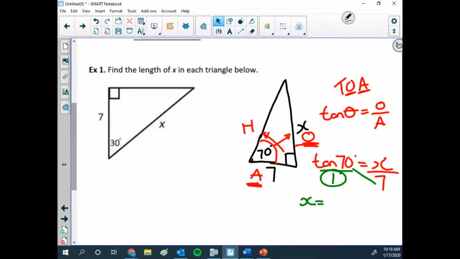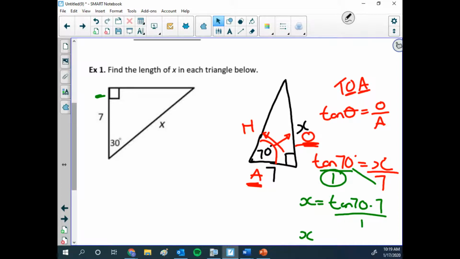So tan 70 times 7 over 1. Now, dividing by 1 in that example really does nothing, but it's good to get in the habit of setting that up, especially for questions like the one we're going to look at, where you need to have that over 1 to solve.